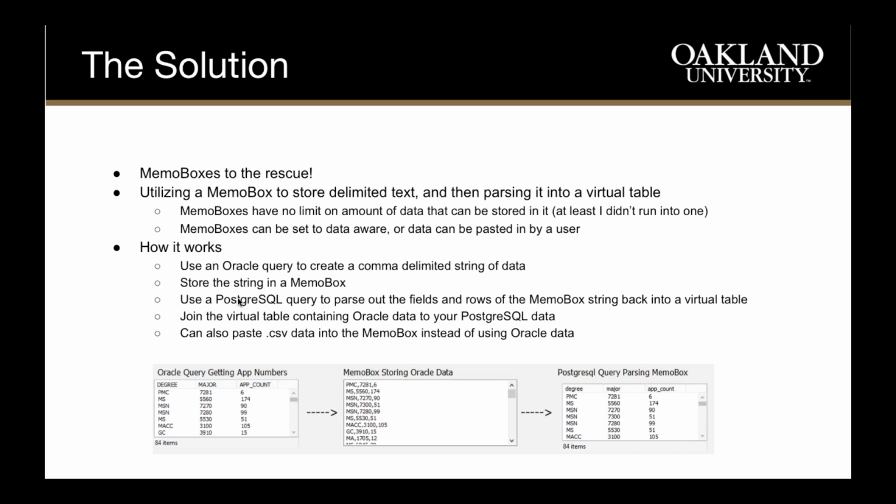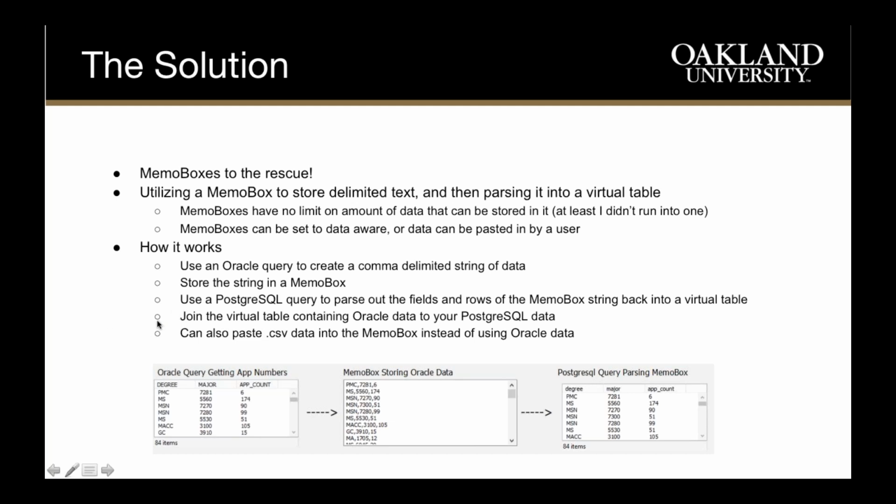So how it works is we use an Oracle query from Banner to create a comma delimited string of data. We store the string of data in the memo box. We use Postgres to parse out that memo box data into fields and rows, which constructs almost a virtual table within Postgres. Then you can join that virtual table containing your Oracle data to your Postgres data in the Postgres query. Now, instead of using an Oracle query to grab data from Banner, you could just paste in CSV data into the memo box.